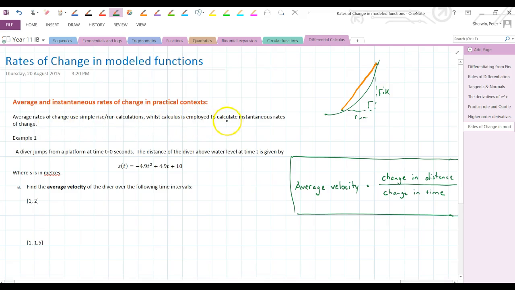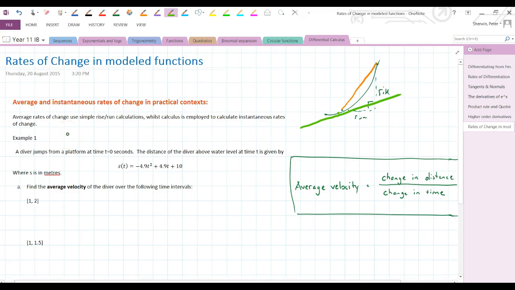Whilst calculus is employed to calculate instantaneous rates of change. So if we want the rate of change on this curve at this point here, as you know, what we need to do is calculate the gradient of the tangent there, and in order to do that, we use calculus. We derive, get the gradient function, and it delivers to us the gradient of this curve at that point. Right, that's for instantaneous rates of change. Does that make sense? Instantaneous, at that instant, what's the rate of change? Whereas average rates of change talk about over a distance between 2 points.